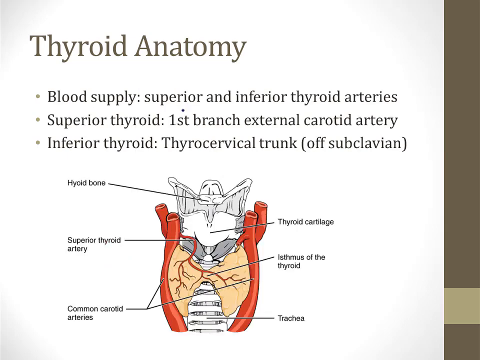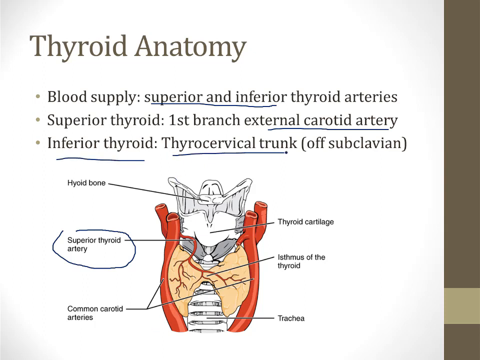The blood supply is from the superior and inferior thyroid arteries. The superior thyroid artery is shown here on the screen. It's the first branch of the external carotid artery on either side. The inferior thyroid artery is not shown on the screen. It is a branch of the thyrocervical trunk, which comes off the subclavian artery on the left and on the right.